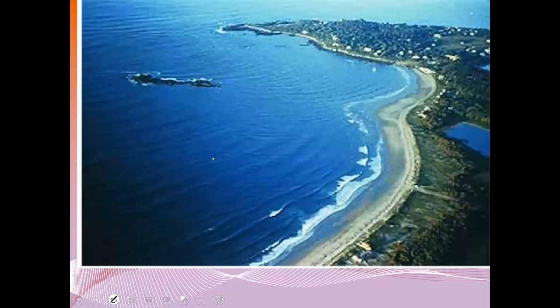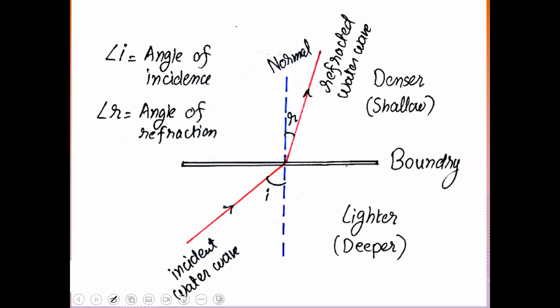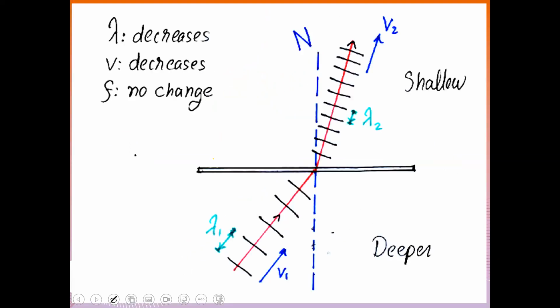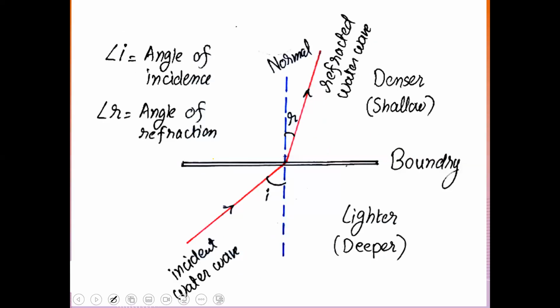So these are the waves arriving at the seashore. Now we look at it from another angle: waves are moving from lighter to denser, and they are bending towards the normal. The waves are coming from lighter to denser, deep water to shallow. This is the top view, and the waves are bending towards the normal.